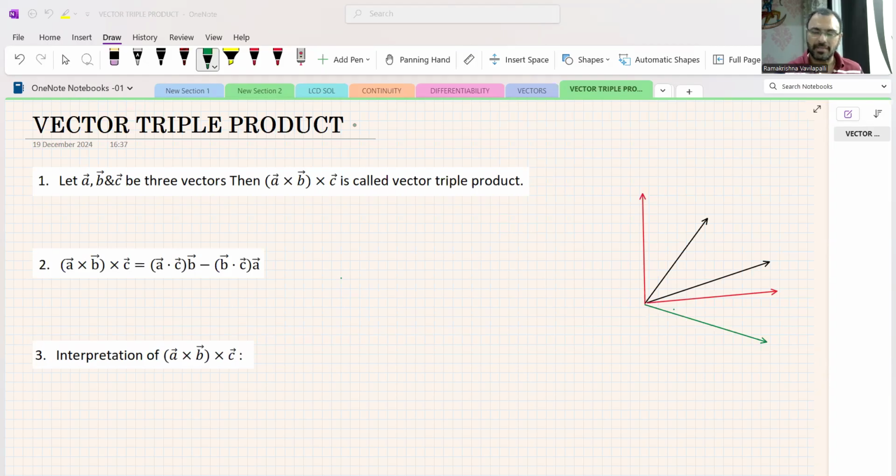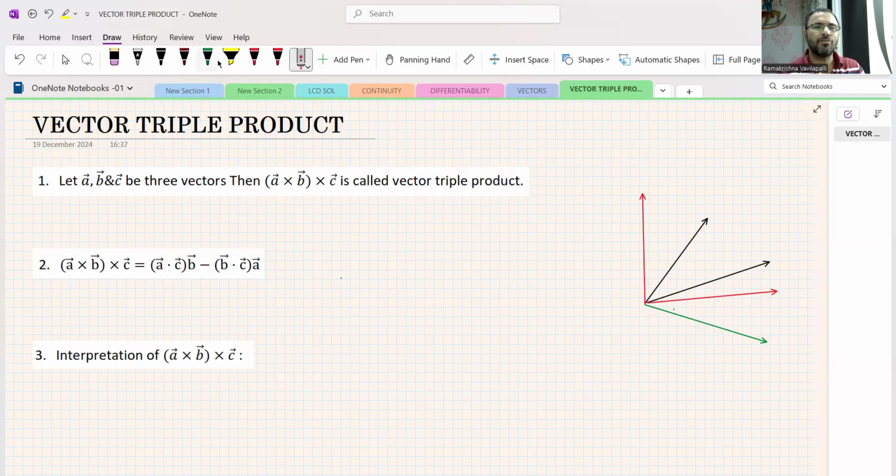Vector triple product means we will take cross product of another vector. If A bar, B bar, C bar be three vectors, then A cross B cross C is called vector triple product. This is known as a vector because the output is a vector and we are using 3 vectors. So that's why it is called vector triple product.